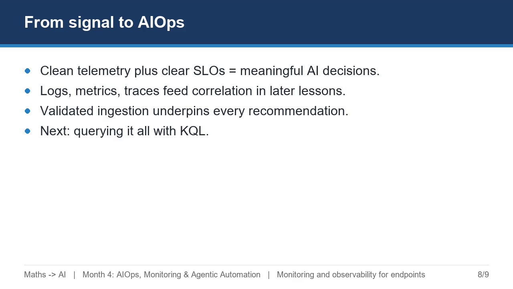Step back and see how it connects. Clean telemetry, plus clear SLOs, give your AI meaningful things to decide about. The 3 pillars feed the correlation we'll do in later lessons. Validated ingestion underpins every recommendation the model will ever make. And in the very next lesson we get hands-on with the language that ties it all together, KQL.